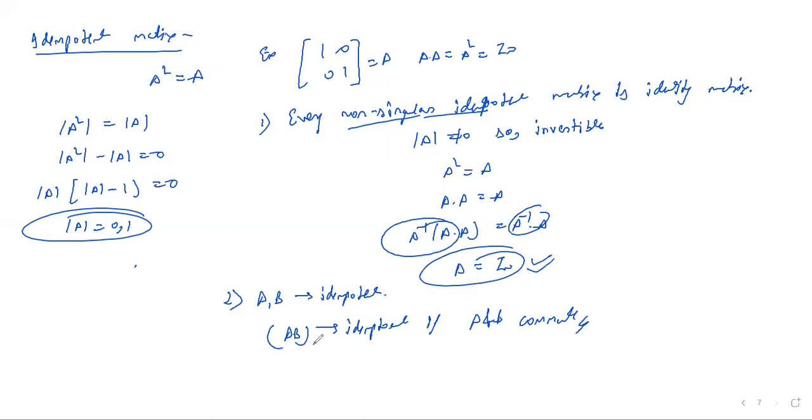Okay, so you can check it like we have done previously. So AB, the matrix multiplication of these idempotent matrices, will be idempotent if A and B commute. Okay, now let's see nilpotent matrix.